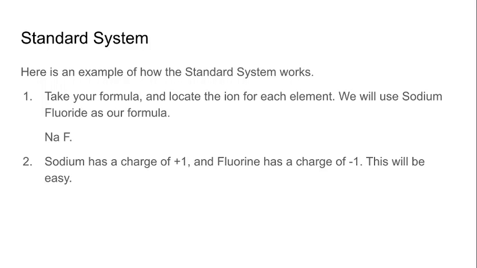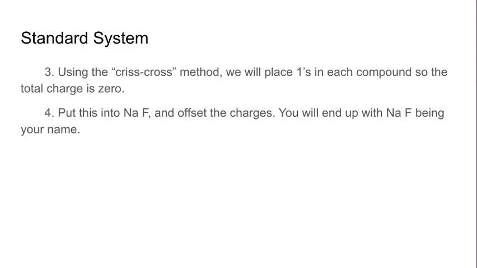We need to locate where each element is on the periodic table to find the charge. We find sodium with a +1 charge and fluoride with a -1 charge. Using a method known as crisscross, we eliminate all the numbers and end up with NaF. Pretty simple.